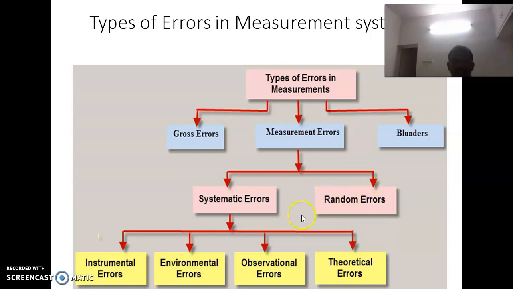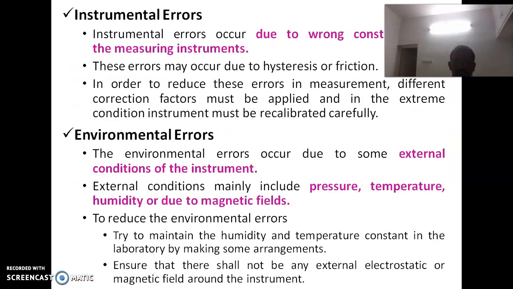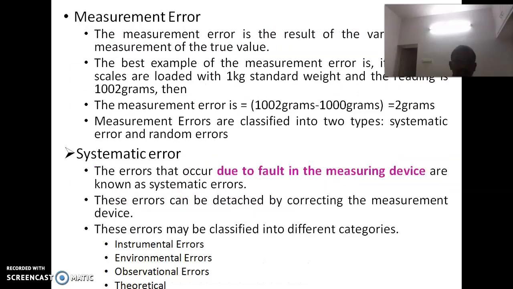causes. Systematic errors occur due to assignable causes. Random errors occur due to variable causes. So variable causes are not known, assignable causes are known. So gross errors we have discussed are systematic errors.